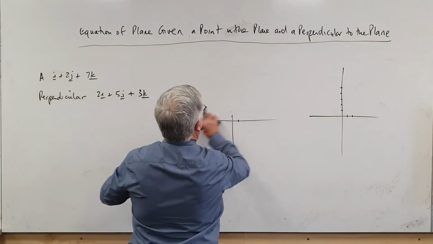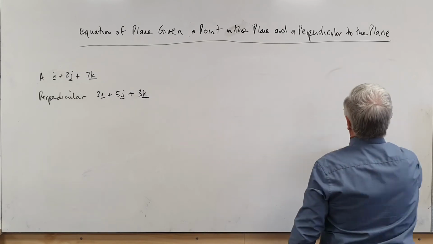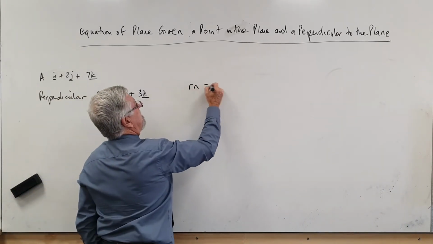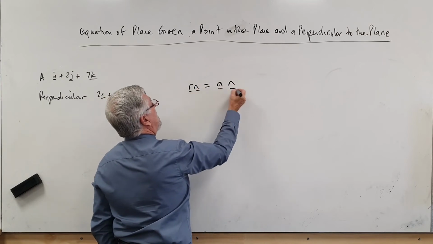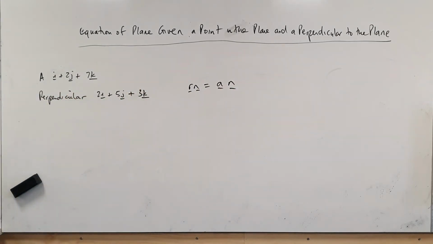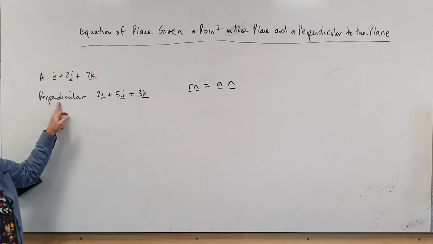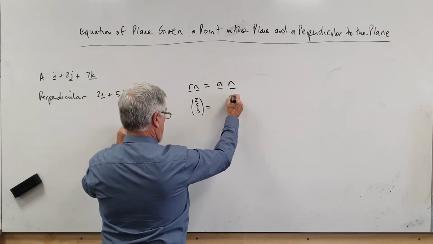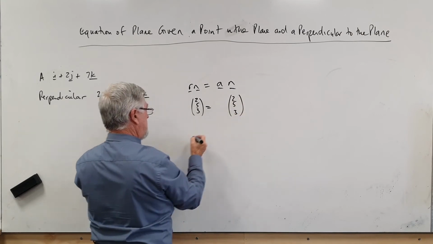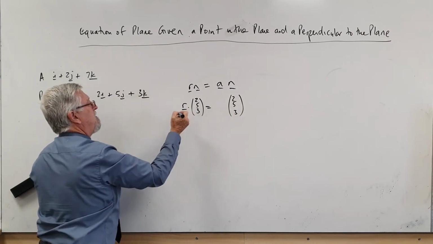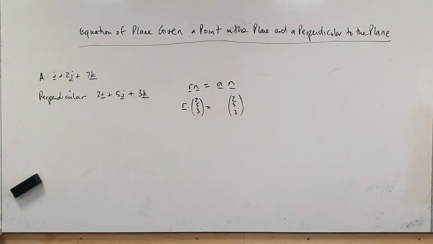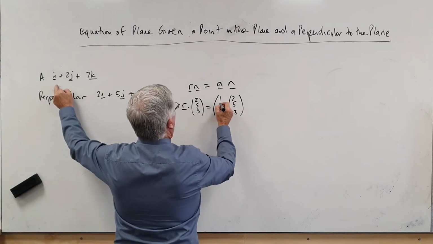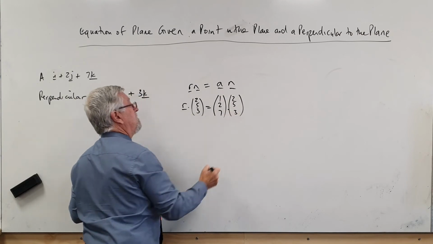So let's do the question. What's the formula? What's my way to remember it? N stands for perpendicular. I'm going to write it this way: R dot 2, 5, 3. R is the variable, saying any R anywhere on that plane. And A is 1, 2, 7, dot product.